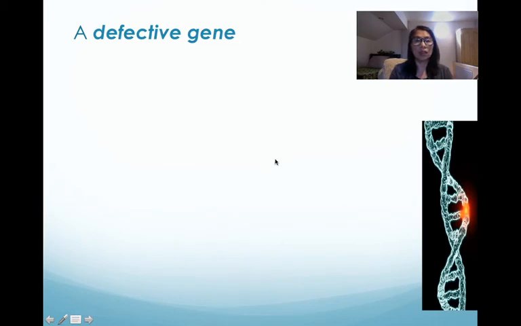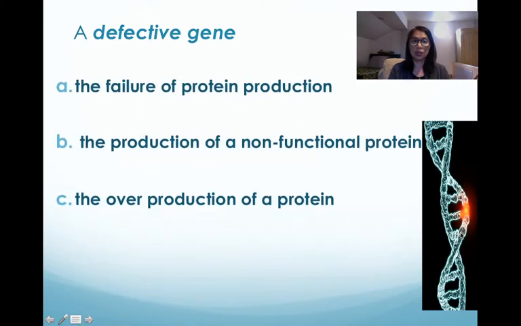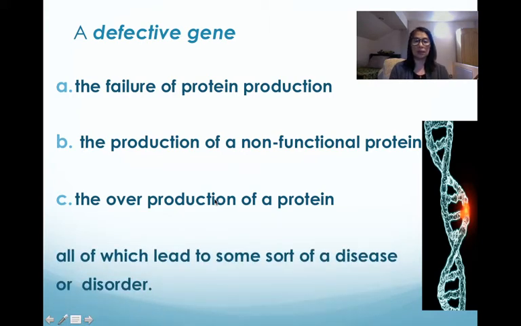However, our genes are not always in good condition. So there are also conditions where there are defective genes in our body. And as a result, this could be failure of protein production. A defective gene could also result in the production of a non-functional protein, as well as overproduction of protein. So all of this will lead to some sort of a disease or disorder.